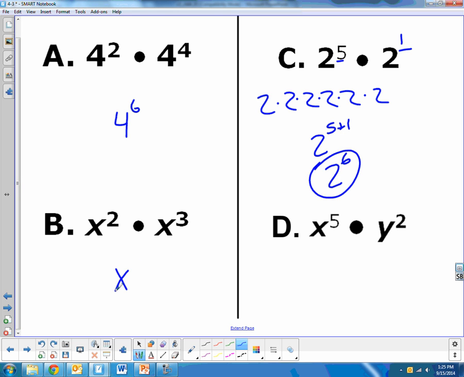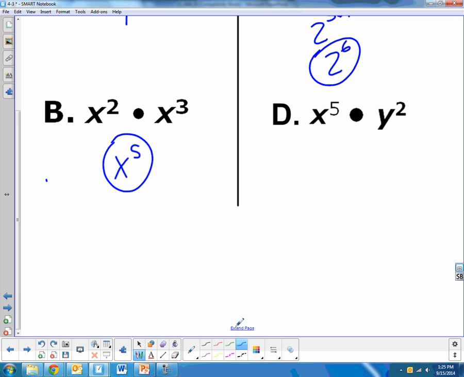Next one, B, x to the 2nd times x to the 3rd. Again, if we use our algorithm, 2 plus 3 is 5, x to the 5th. For D, we've got x to the 5th times y to the 2nd. If you got something to the 7th power, you did something wrong. If I expand this, I'd have 5 x's and I'd have 2 y's.